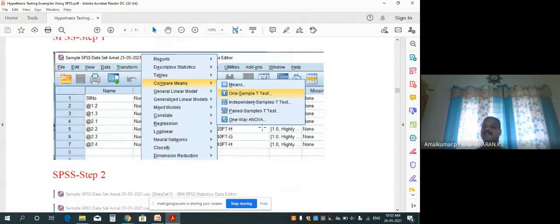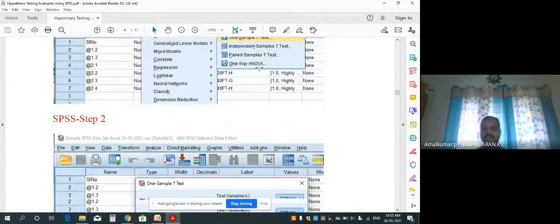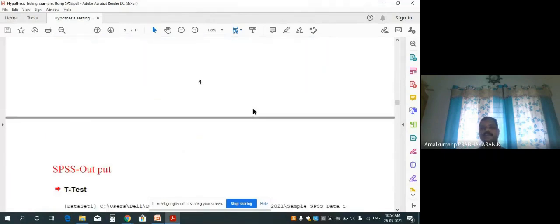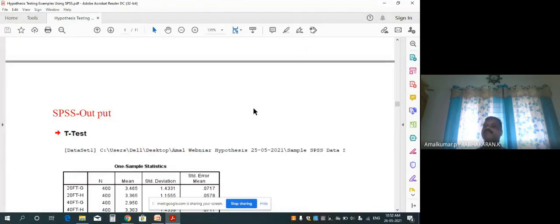In SPSS, he got another pop-up window. In this window we can move the variables used for testing. Here we are testing the 4 different shapes of containers. These 4 shapes are moved to the test variables, and finally giving the test value, which I will explain later. Giving a test value of 3, and finally click OK. He got an output in the SPSS output window.